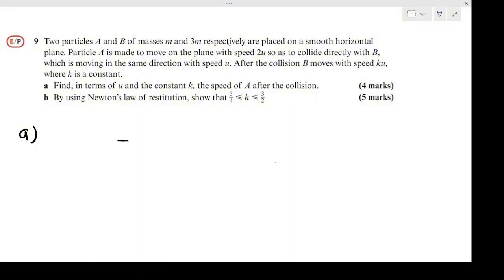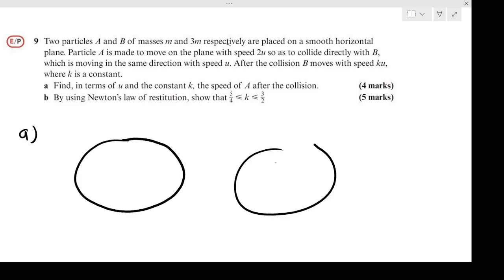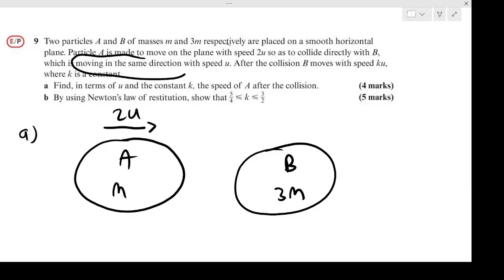So if I draw my diagram first, again I've got these two particles A and B. The mass of A is m and the mass of B is 3m. And then A is going to collide with B, so A is going to go in towards B like this, and the speed of A is 2u. And for B, we're told that B is moving in the same direction as A. So if A is moving forward, B is also moving forwards, and it just has speed u.